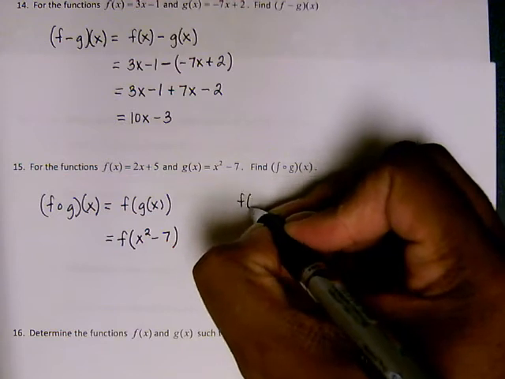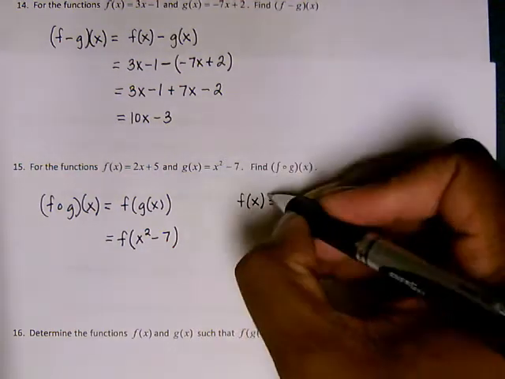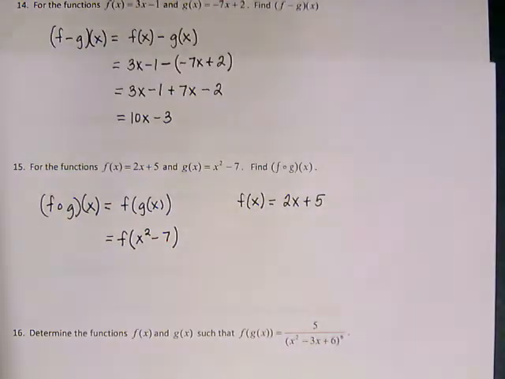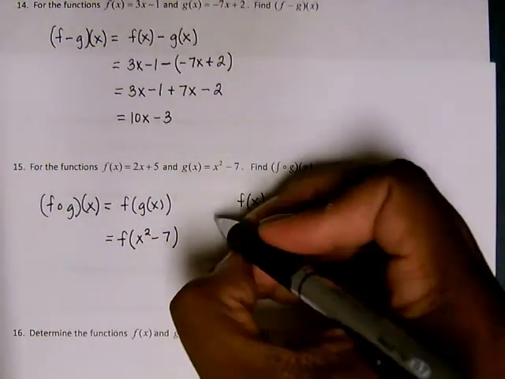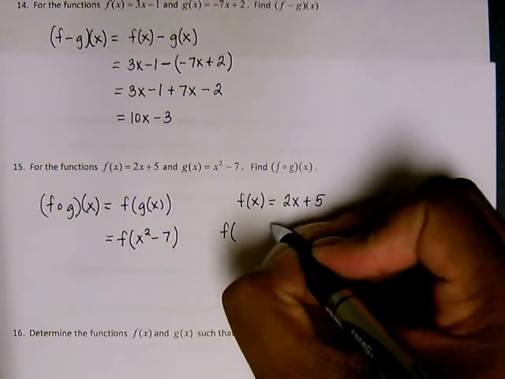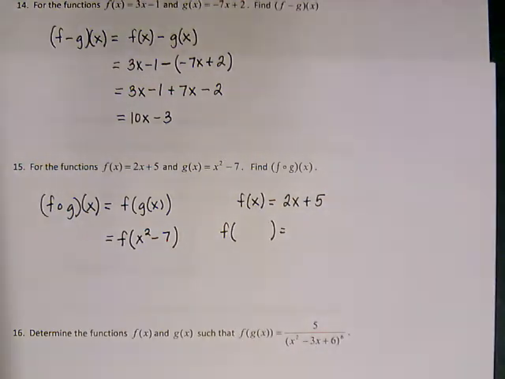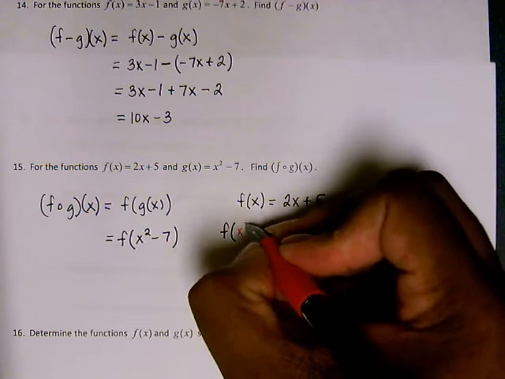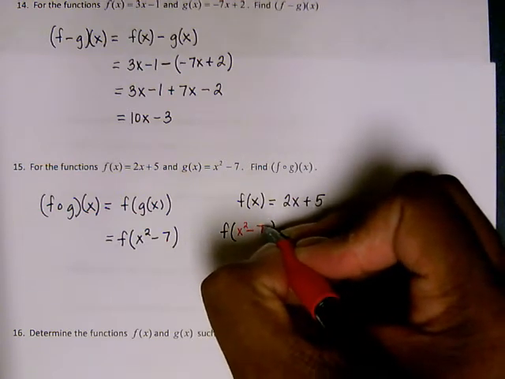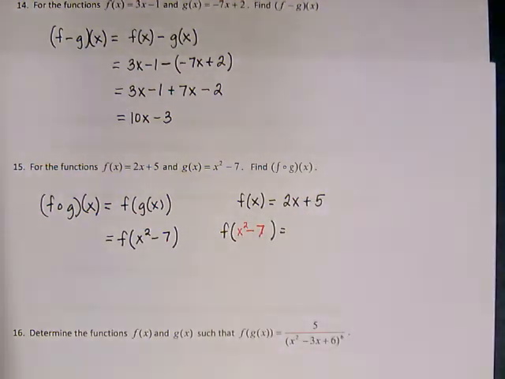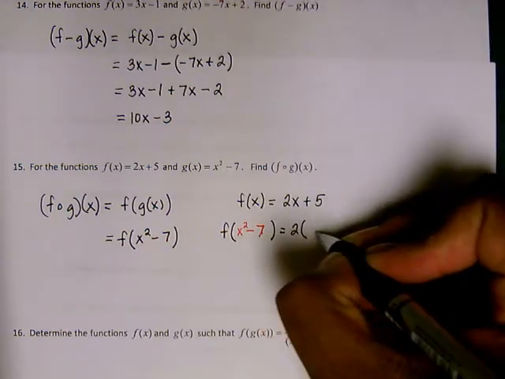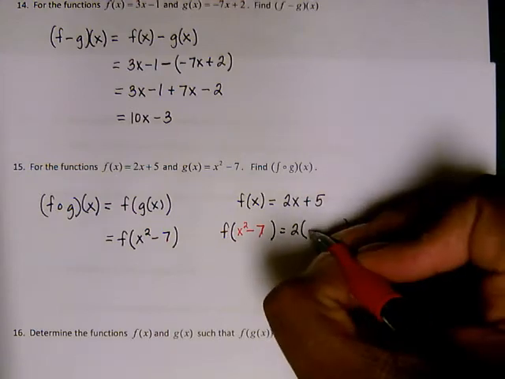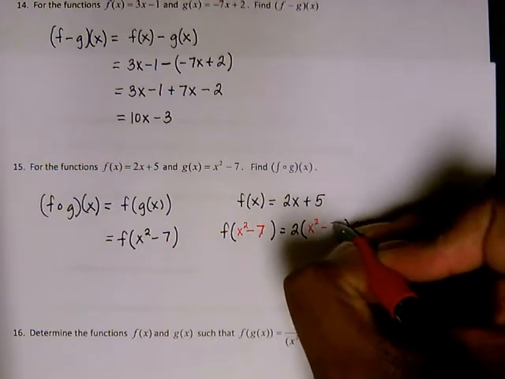Well, I'm going to write down what f of x is. My f of x is given as 2x plus 5. So in this case here, this x will be replaced with what g of x is. That's your x squared minus 7. So in what f of x is, that x will also be replaced with x squared minus 7.